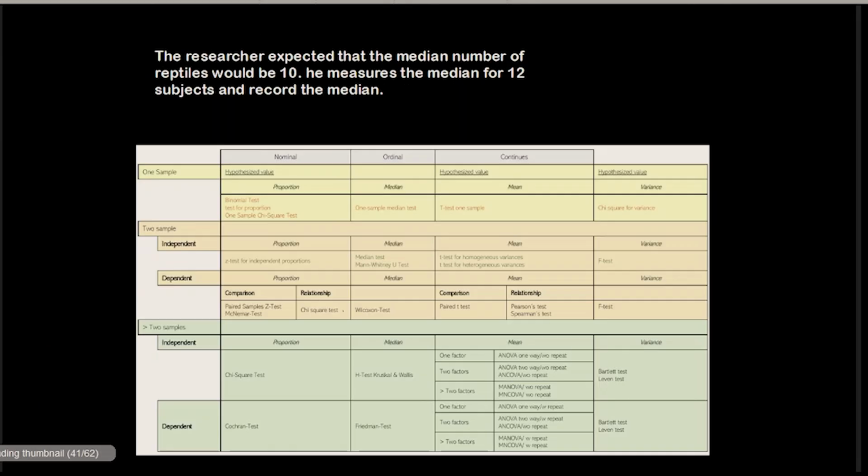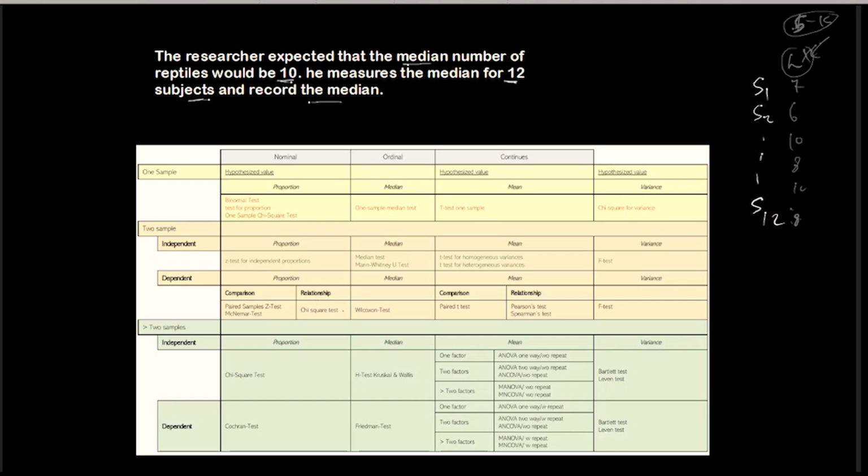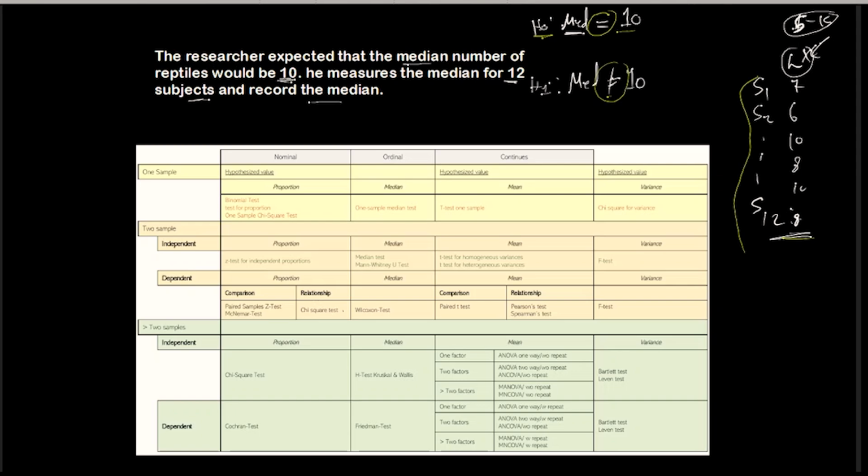Let's move to the next question. Researchers expect that the median number of reptiles would be 10. He measured the median for 12 subjects. He took 12 of these reptiles, and he decided to measure the length of that reptile. So, what is the claim now? He thinks that the median number of reptiles would be equal to 10. The null hypothesis says the median is equal to 10, and the alternative says the median should be not equal to 10. The question is, after you finish, which test you should use to confirm the finding or the conclusion you've reached?